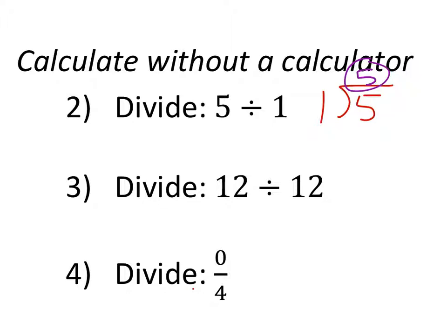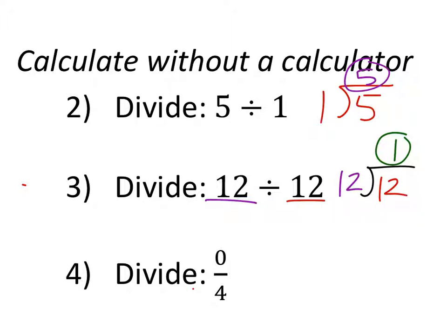And then this one, 12 divided by 12. So it's this 12, and I'm dividing this by this 12. How many times does 12 go into 12? Once. I think you skipped one too. Oh, okay. Which is kind of like number 4. Yeah, no, you're fine.